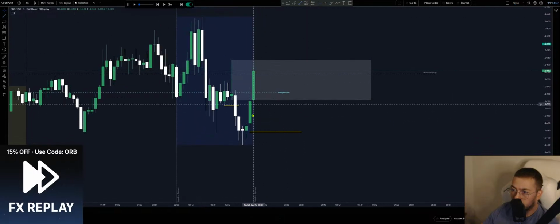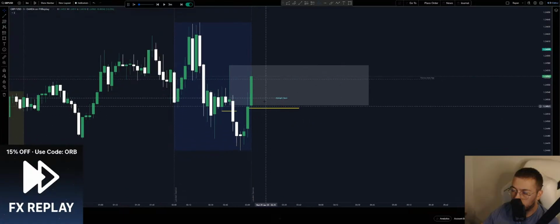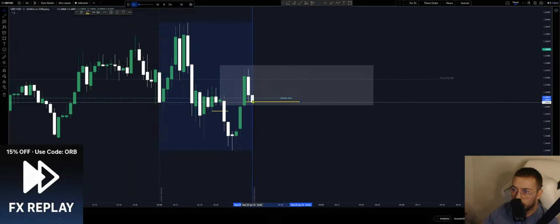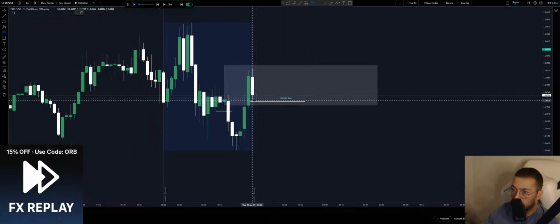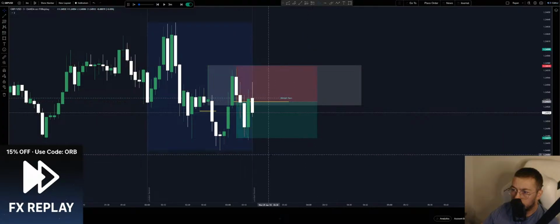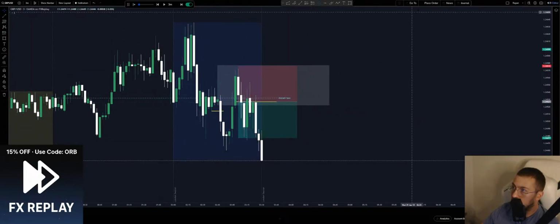Price failed to reach this low to break the candle. Now our entry should be here. The price failed to break this candle. Our entry should be here. Now that's our entry right there. One to one. Boom, TP hit. Clean. Very clean.